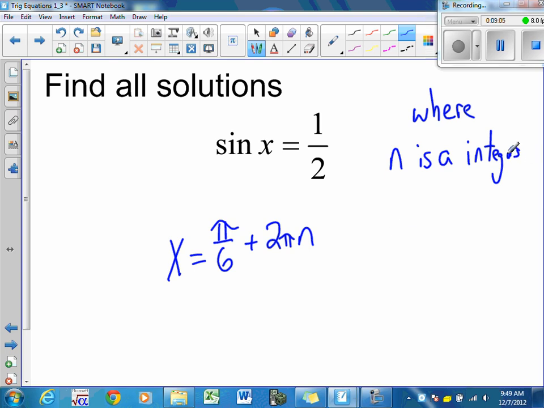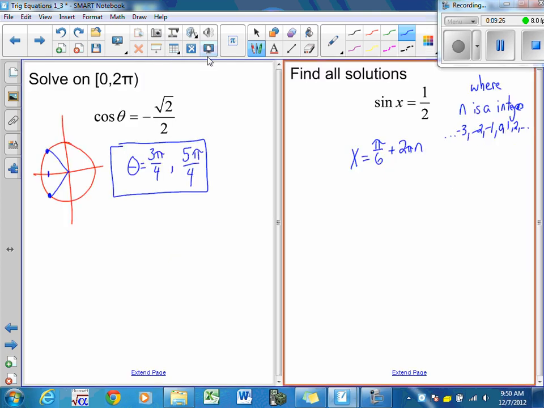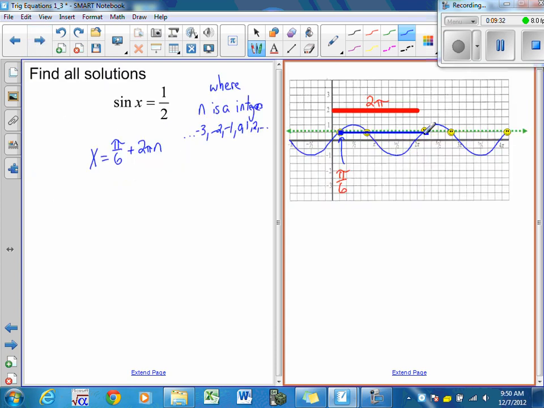Now, n is an integer, so what does that mean? It's numbers like negative 3, negative 2, negative 1, 0, 1, 2. So it's all those numbers. You pick any of those numbers and put it here. If n is 1, that's pi over 6 plus 2 pi, which is my next solution. If n is 2, this is pi over 6 plus 4 pi. That's the next solution. If n is negative 1, I would go back. So this is a way to label every single solution that is 2 pi away.